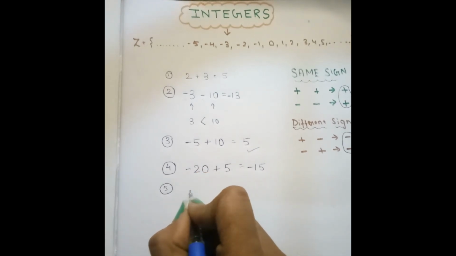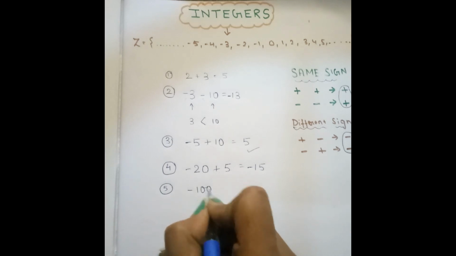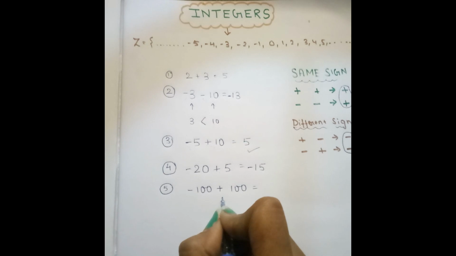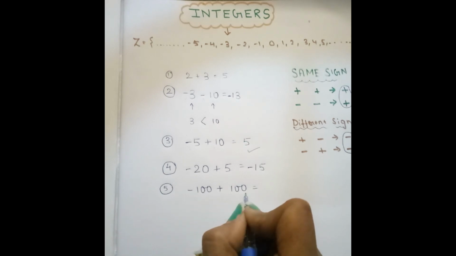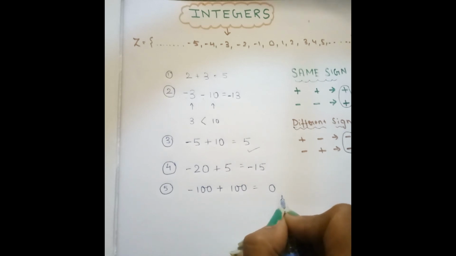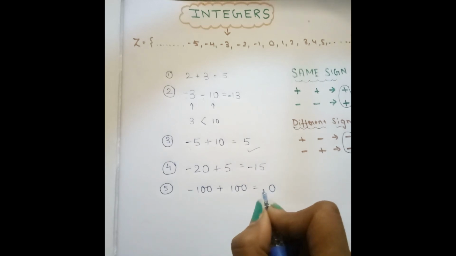So, for example, suppose I have minus 100 plus 100. As you can see, the signs are opposite, right? So, that means we have to do minus. So, what is 100 minus 100? 0. Remember here, whenever you get the answer 0, you don't have to write down any sign.